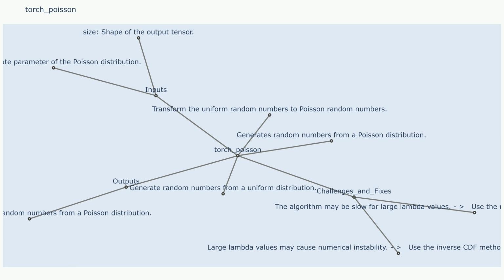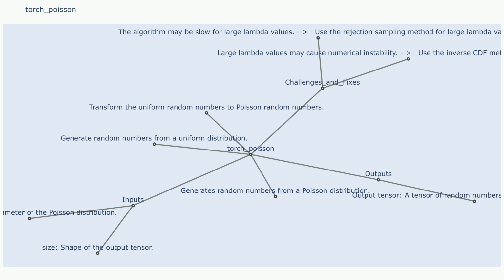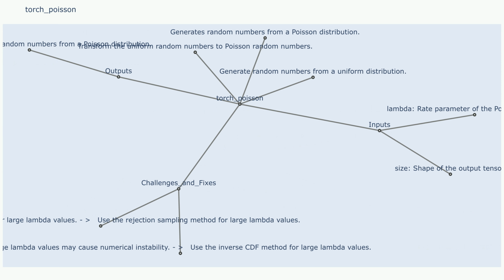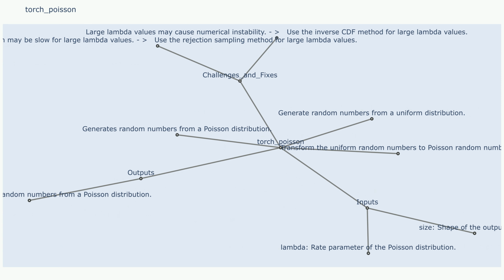Torch Poisson. Description: the torch.poisson function in PyTorch is used to generate a tensor of random numbers following the Poisson distribution. The Poisson distribution is a discrete probability distribution that expresses the probability of a given number of events occurring in a fixed interval of time or space if these events occur with a known average rate.